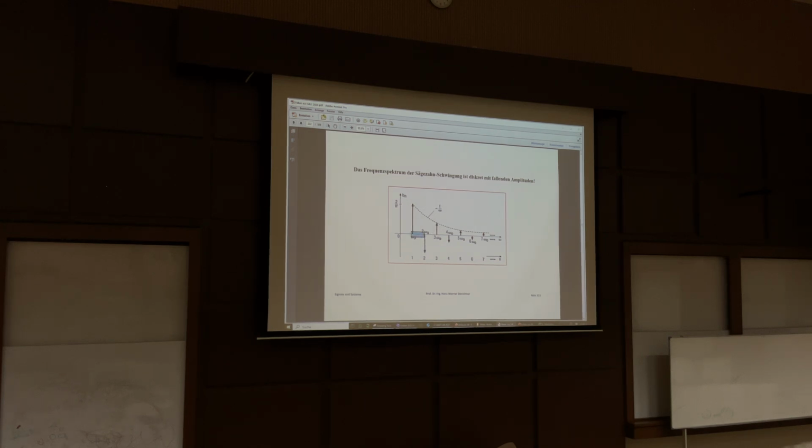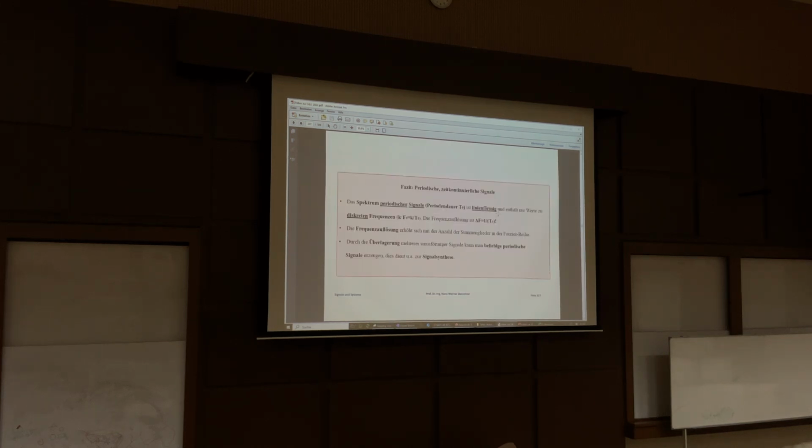So the spectrum has discrete values and it is line-shaped, linienförmig. Linienförmig means the shape of a line, die Form einer Linie. Linienförmig, that's the adjective.